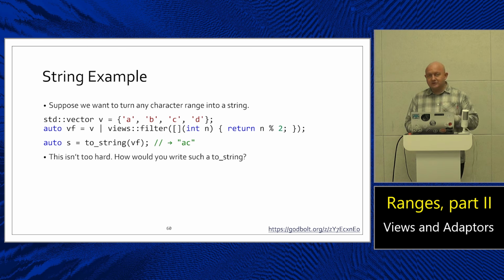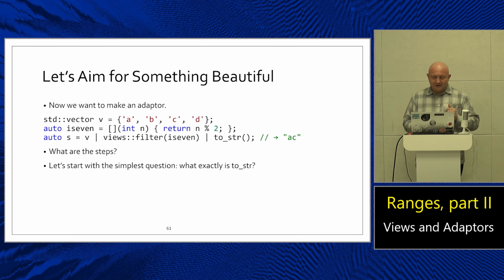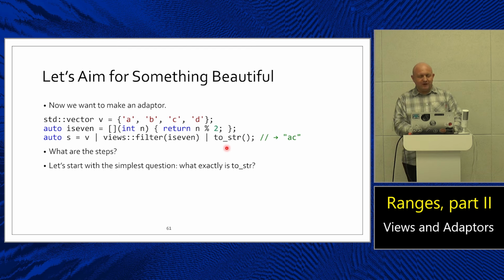So we just made it a comment and then we constructed the string. Great. Now that we know how this toString works, let's make the beautiful version, an adapter. And what do we want? We want this to work. We want std::vector is7 and s is the pipe views filter is7 pipe toString.